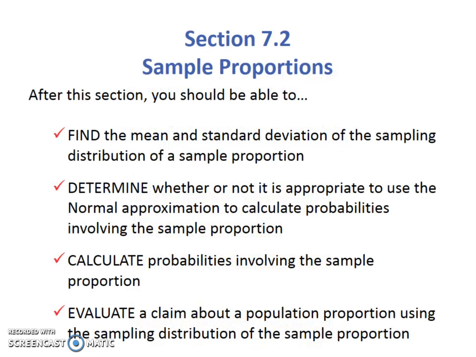By the end of this lesson, you should be able to find both the mean and the standard deviation of a sampling distribution of a sample proportion. It's a mouthful. We're going to determine whether or not we can use normal approximation. Then we're going to be able to calculate probabilities involving sample proportions, and then evaluate claims. That can probably be the most tricky.